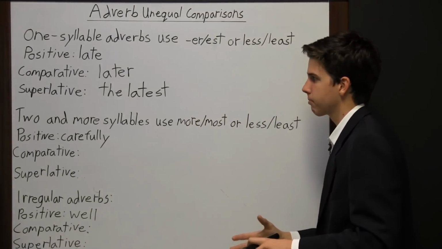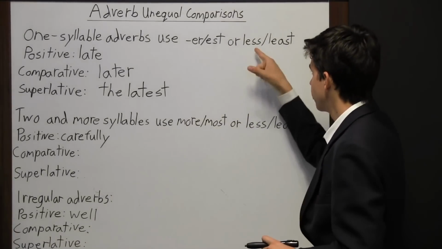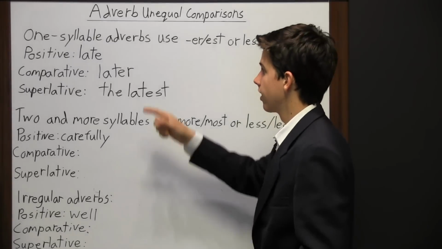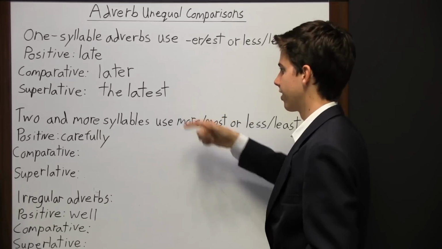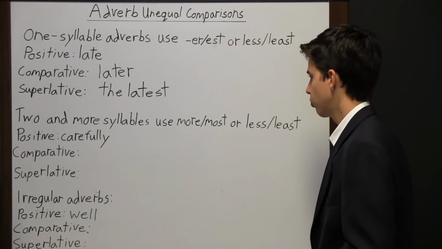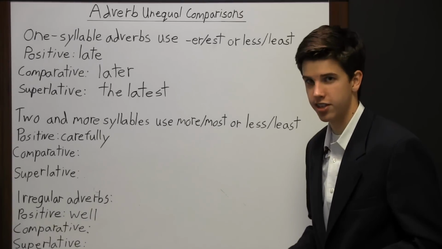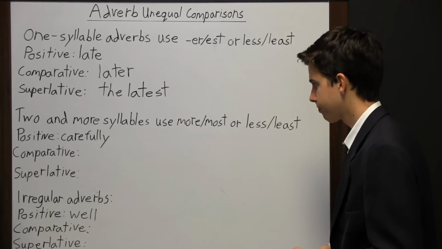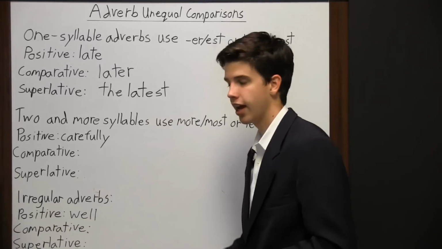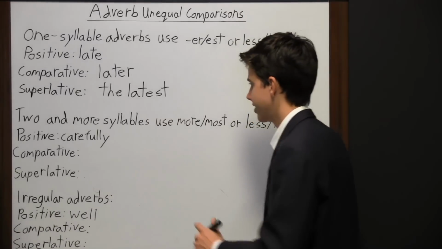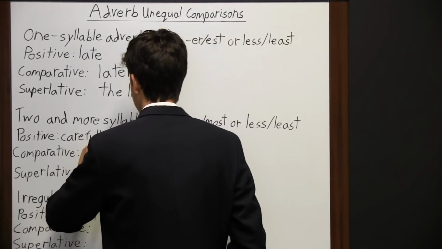Now to look at this in a more negative sense, you could use the words less or least. So you could refer to one person as being less late and another person as being the least late. Now, when you have an adverb with two or more syllables, you don't use a suffix anymore. You just use the words more or most or less or least. So we have the word carefully, and if two people both do something carefully, you would say that one person did it more carefully.